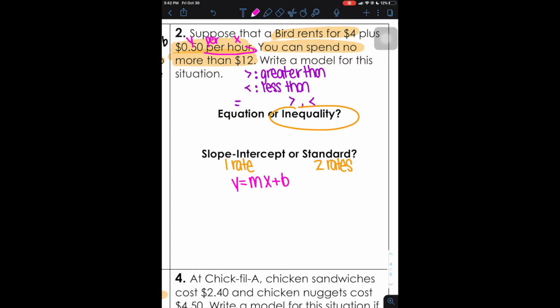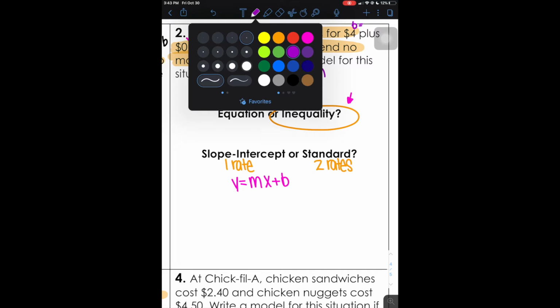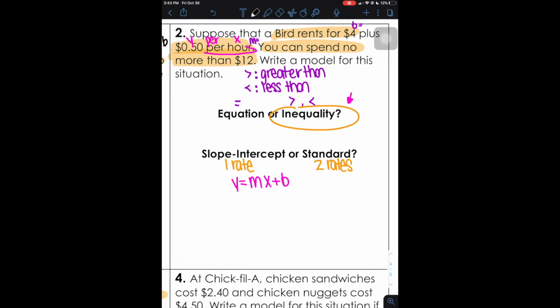Now, this is just our general format, so just be careful because this is not how we're going to turn in our answer. Because, again, we said inequality, so let's just make sure we're keeping up with that. However, since we have identified our rate, this is the rate, and this is our B, our starting point, which is our rental fee, we can go ahead and plug those values in. So I have y equals 0.5x plus 4.